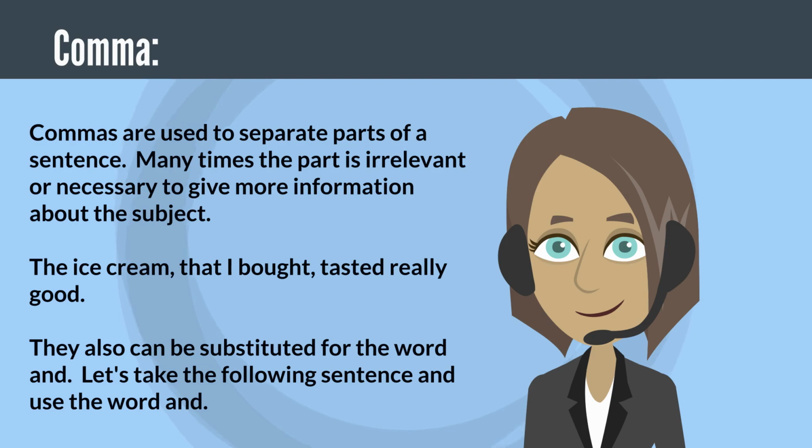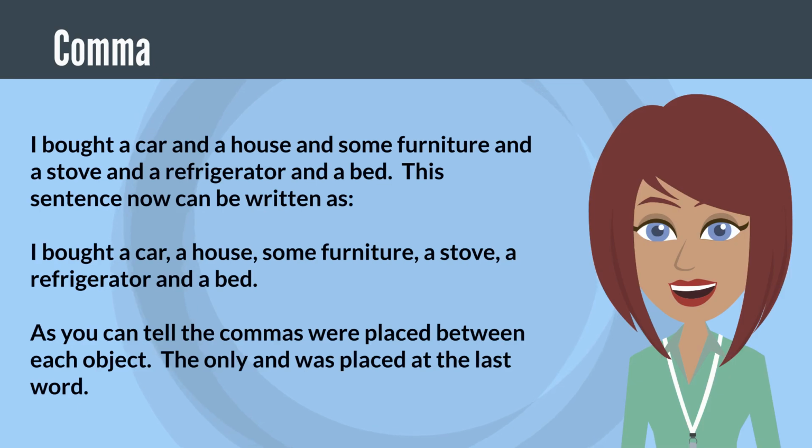Comma. Commas are used to separate parts of a sentence. Many times the part is irrelevant or unnecessary, and gives more information about the subject. The ice cream, that I bought, tasted really good. They also can be substituted for the word and. Let's take the following sentence and use the word and. I bought a car and a house and some furniture and a stove and a refrigerator and a bed. This sentence now can be written as: I bought a car, a house, some furniture, a stove, a refrigerator, and a bed. As you can tell, the commas were placed between each object. The only and was placed at the last word.